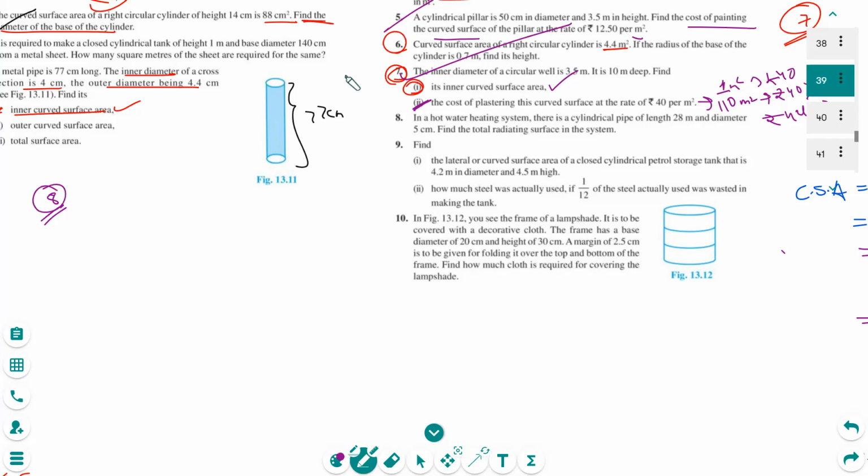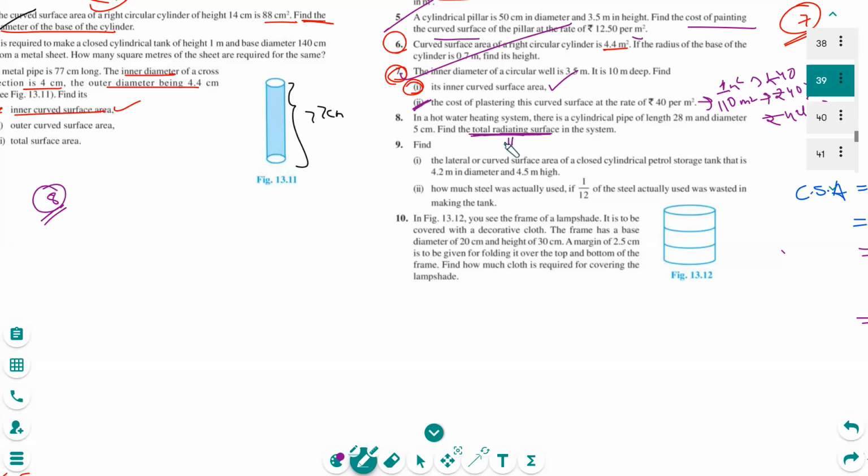Who got it? What I'm trying to tell you? Yes. So don't get confused with the word total. It means I need to find the total curved surface, but that is incorrect. Did you get it?